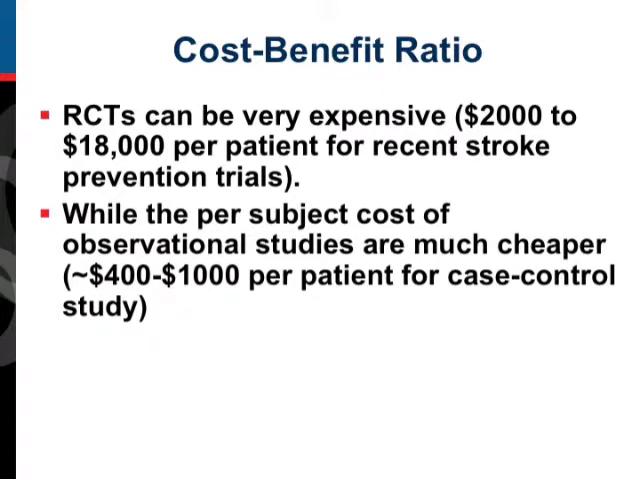So the cost-benefit ratio, though, is that randomized controlled trials are very expensive, $2,000 to $18,000 per patient for recent stroke prevention trials. The cost per subject of observational studies is much cheaper, generally $400 to $1,000 per patient for a case control study.